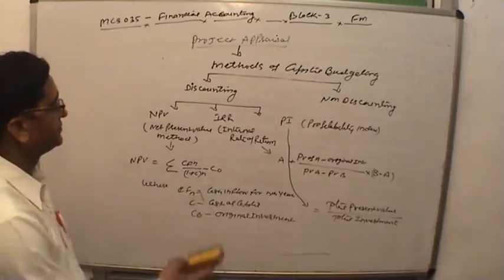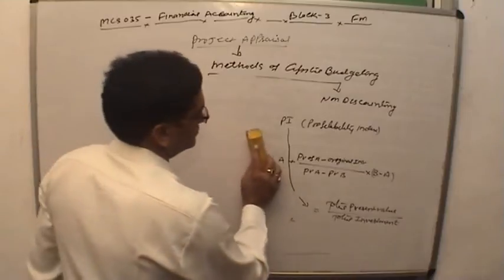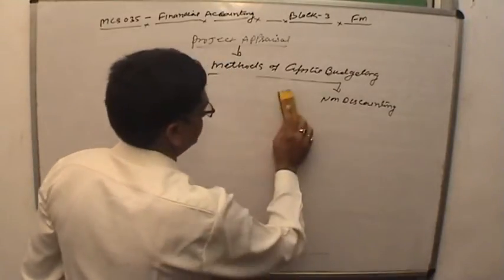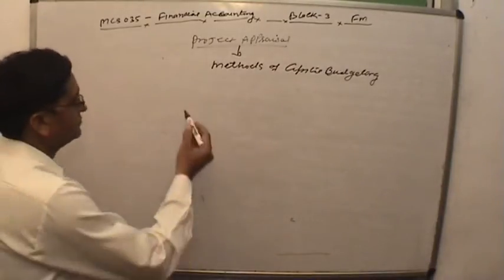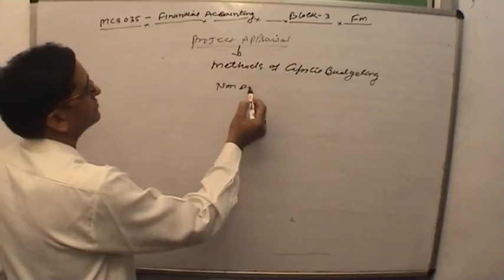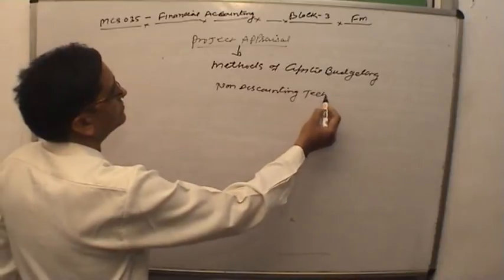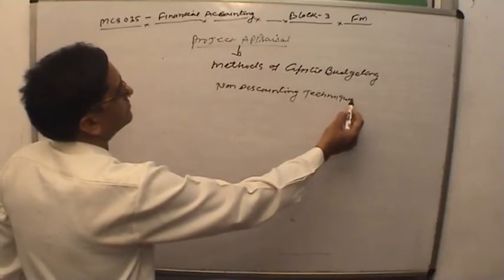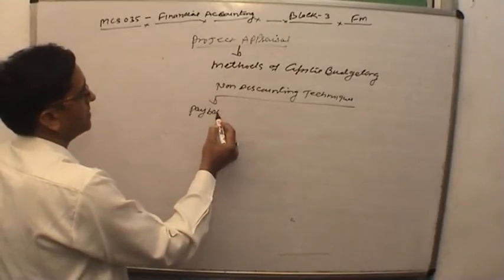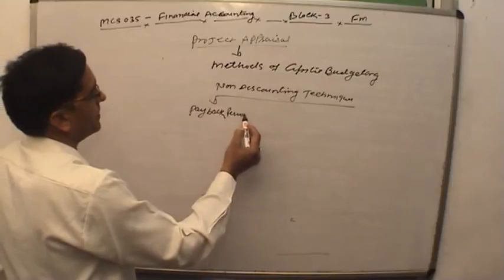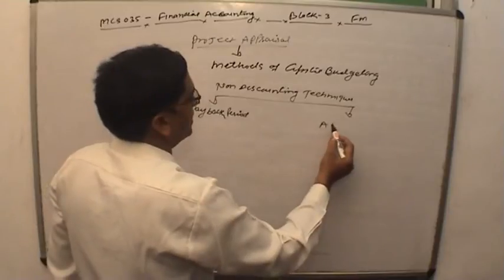And now non-discounting techniques. One is payback period, another is ARR, that is, accounting rate of return.